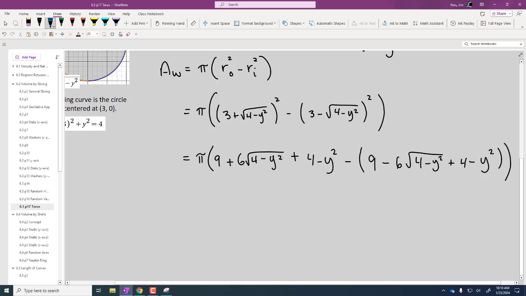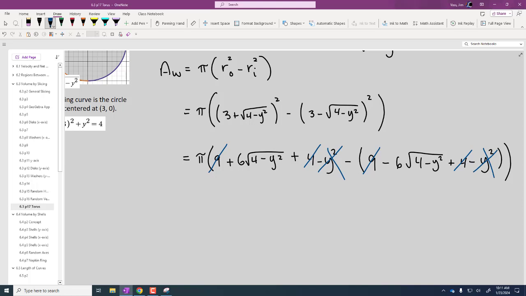And we're going to get some cancellation, right? 9 minus 9, those will cancel. And then the 4 right there, minus 4, that will cancel. And then the minus y squared is going to end up being a plus y squared, so those guys are going to go away too. And the only part that does not cancel is the part that we really wished would cancel, the square root stuff. But that didn't cancel, so we end up with 12 times pi multiplied by the root of 4 minus y squared. So there is the area of the washer at a height of y.